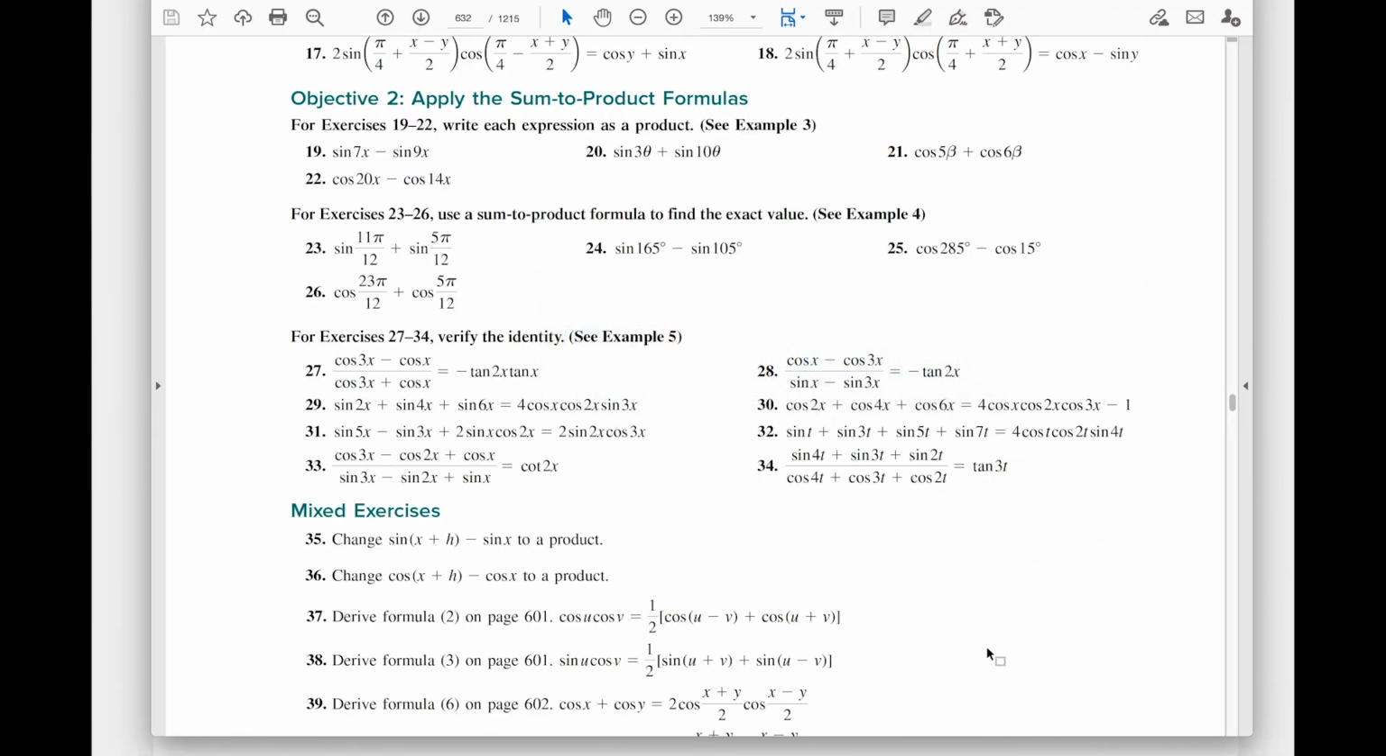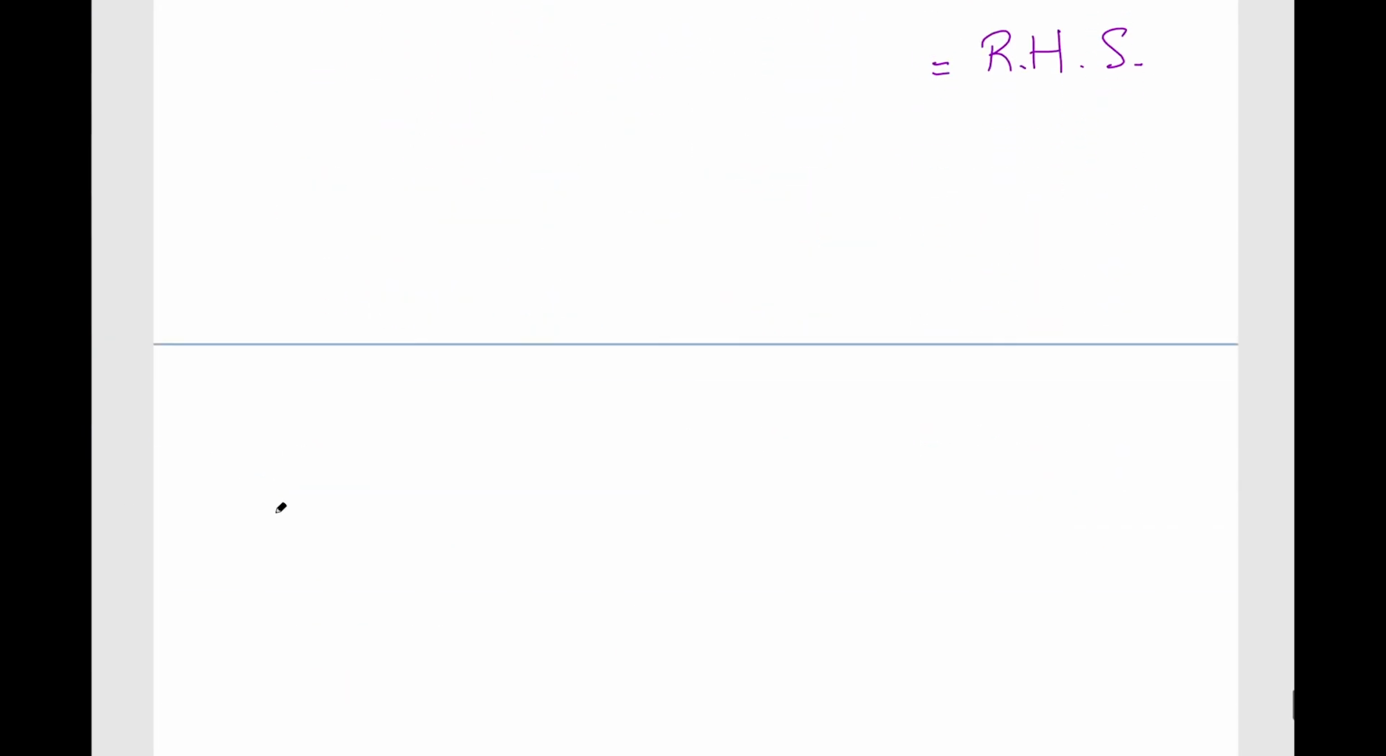Let's go back to the book. Should I pick another one here? Let's do one more. So the 34. How about 30? This looks a little tricky, maybe. I don't know. So again, I haven't tried any of these, so we're doing them together. 30. Let's do that.